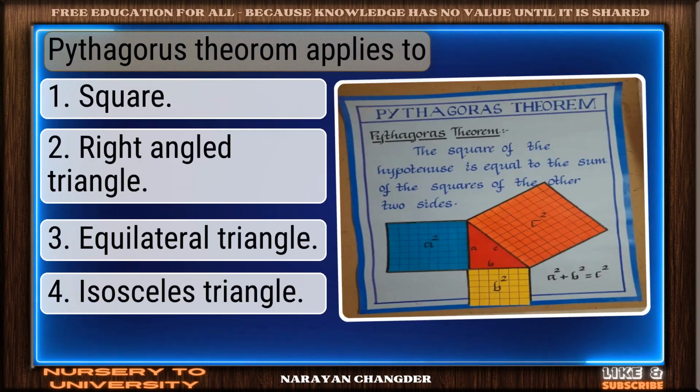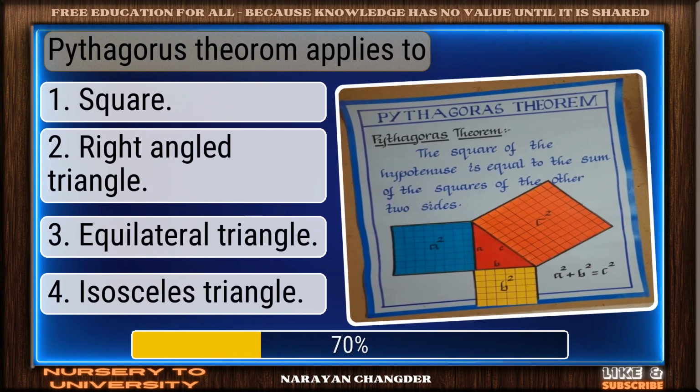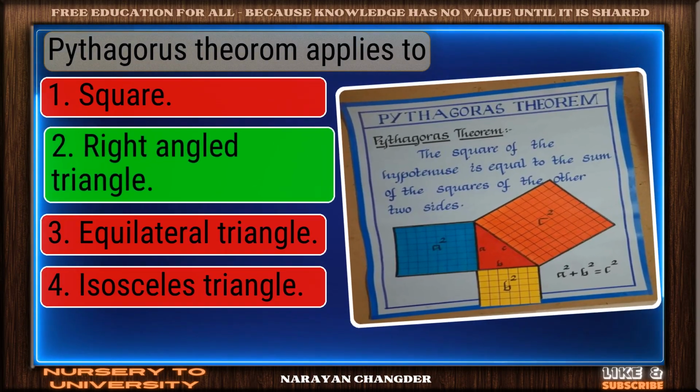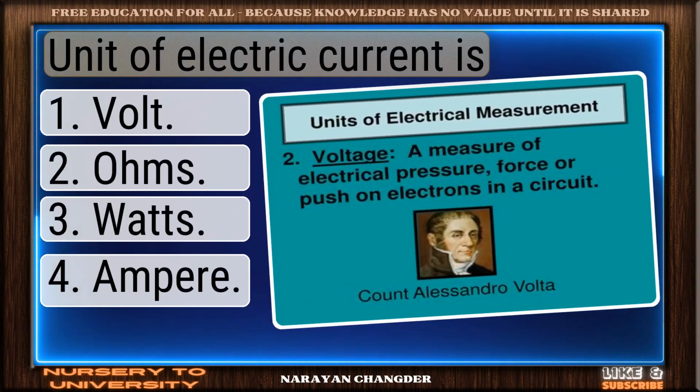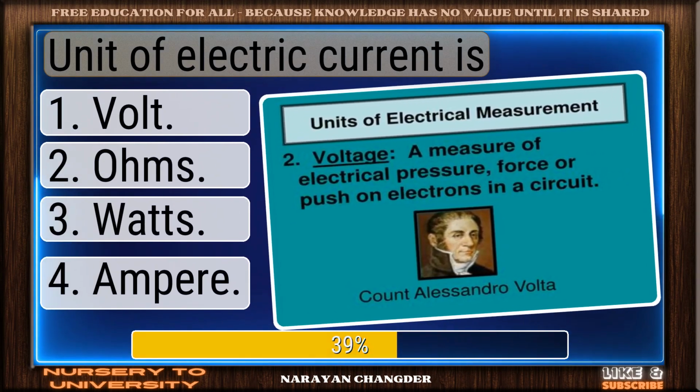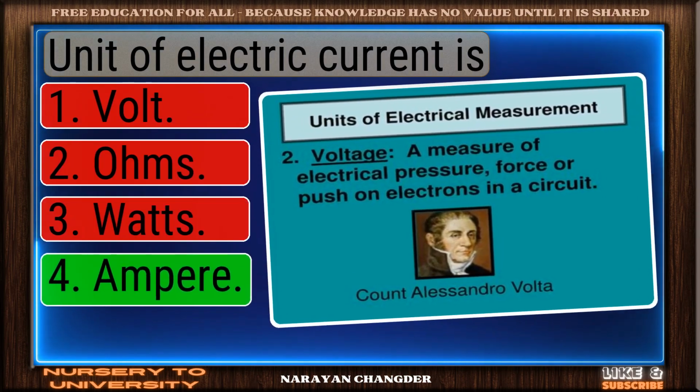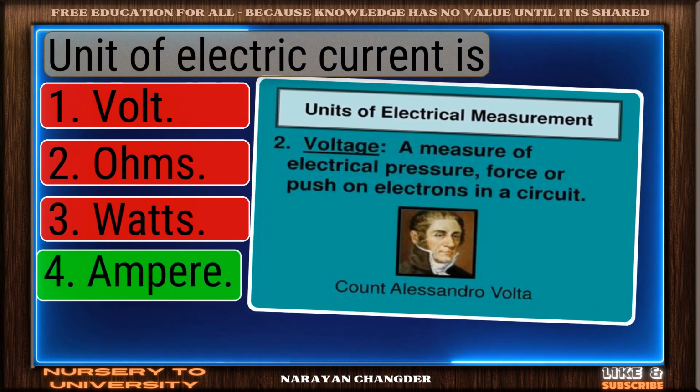Pythagoras theorem applies to. Solid response. Right-angled triangle is a valid choice. Unit of electric current is? You're right. Ampere is the correct answer.